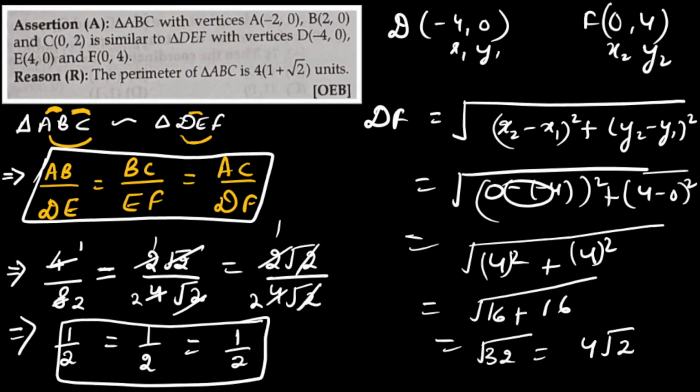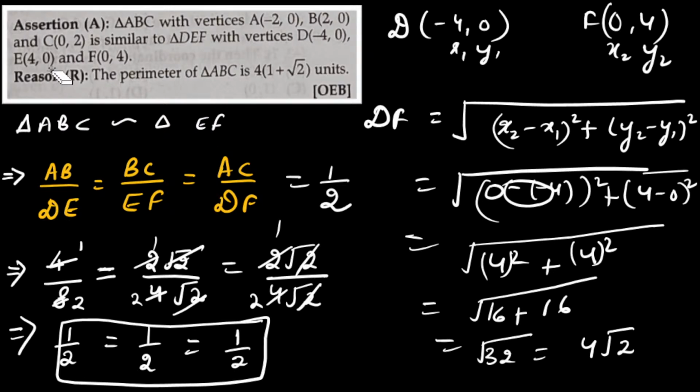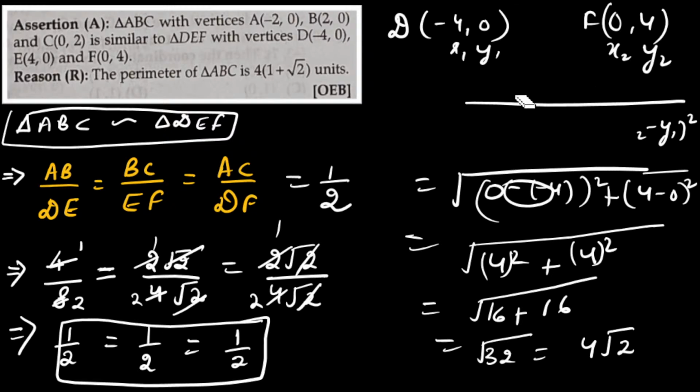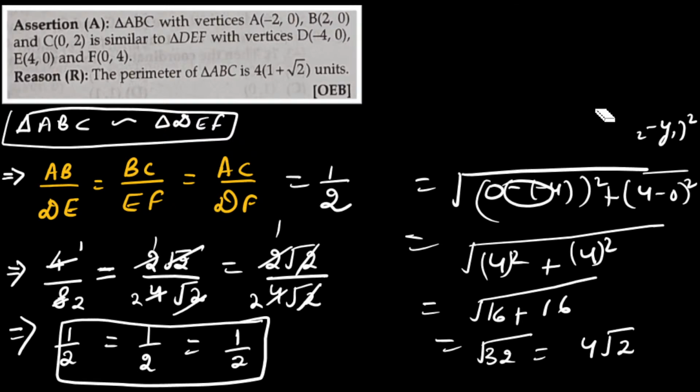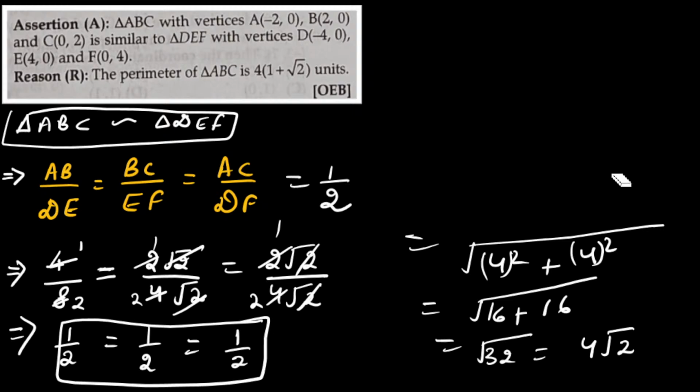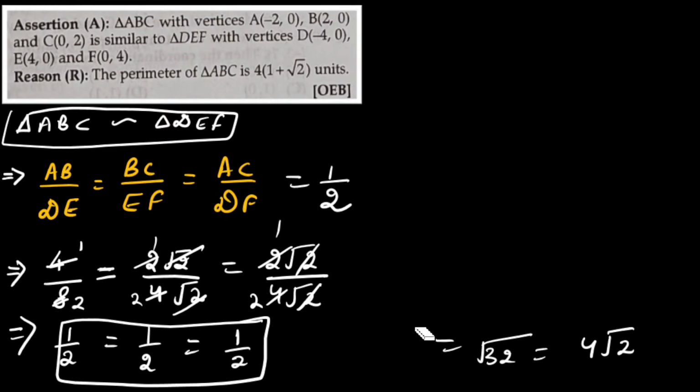So we can see the ratio of the corresponding sides: AB by DE is equal to BC by EF is equal to AC by DF, which is equal to 1 by 2. So the ratios we are getting are equal. Since we are getting equal ratios, that means the triangles are similar to each other. Triangle ABC is similar to triangle DEF because the ratio of the corresponding sides are the same. So which means A is true, because the ratios we are getting are the same. Since the ratios are the same, therefore the triangles are similar to each other. So the assertion is true.